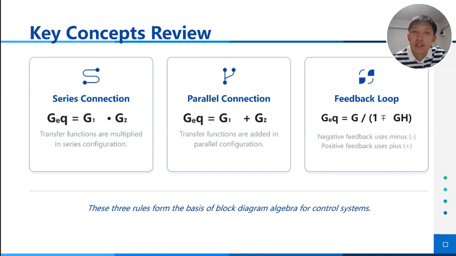To solve this problem, we need to recall three fundamental block diagram reduction rules: series connection, parallel connection, and feedback loop simplification. These rules allow us to combine blocks step by step.